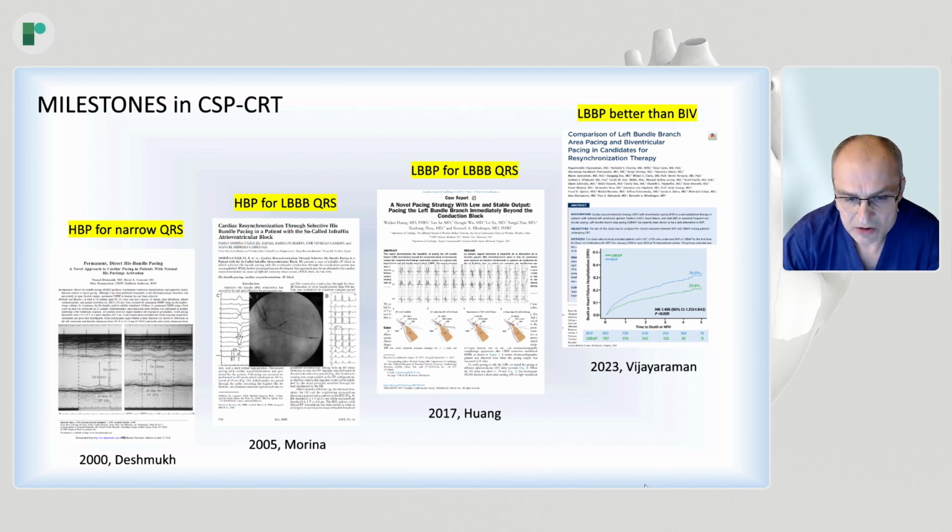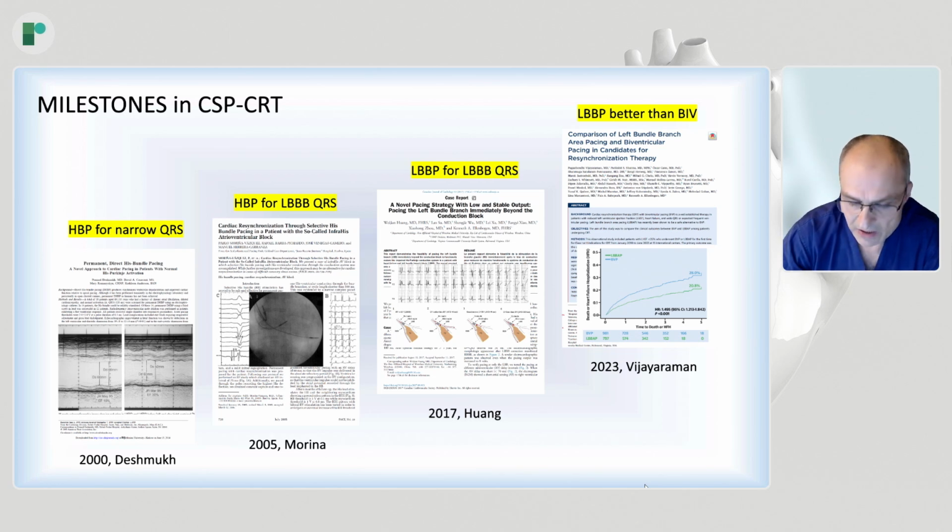But the question that this paper does not answer is how to reconcile the fact that we can do the same thing with His bundle pacing and with left bundle branch pacing. So which method should be preferred or used in an individual patient? Every center has to find its own way, and I will show the algorithm or approach that we have worked out in our center to deal with this.